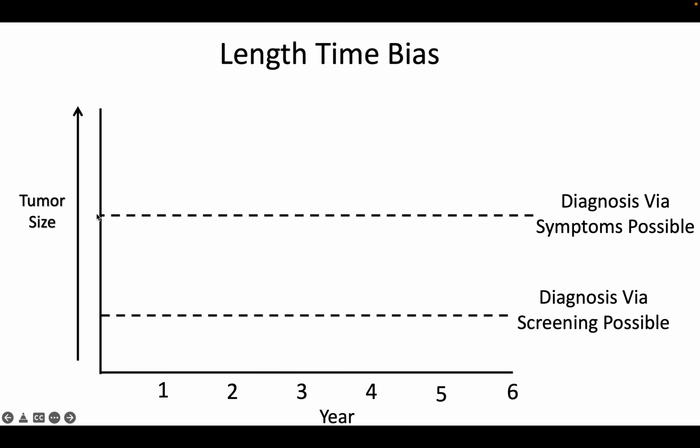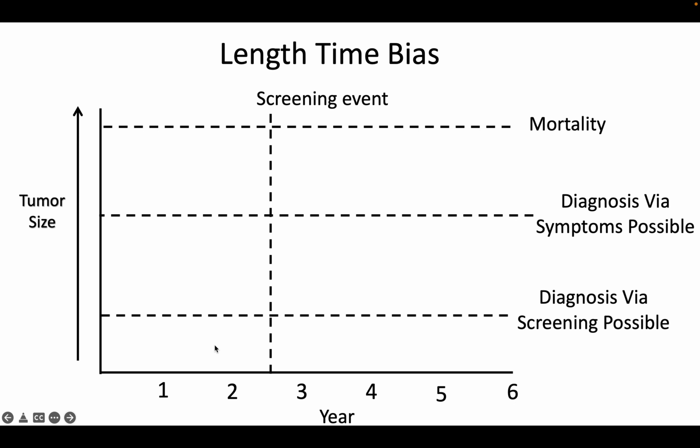When the tumor becomes this big, symptoms start to show that would cause someone to go to the doctor, and diagnosis typically happens at the doctor. And here, mortality typically happens when the tumor gets this big. This is when screening typically occurs, between year 2 and 3.